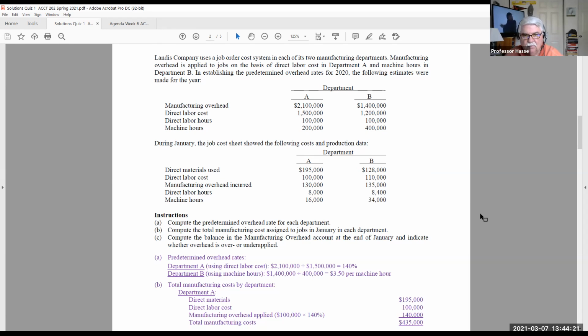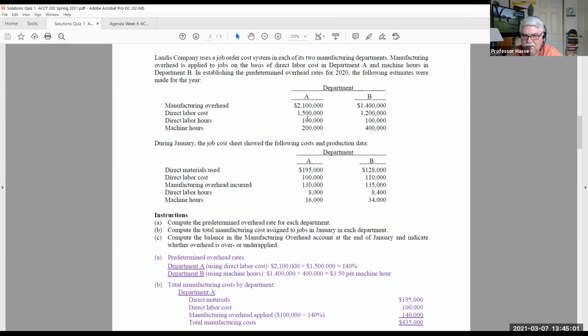So in this problem for Department A, the overhead rate was based on direct labor cost. Whatever relationship the overhead that is being planned, in this case for Department A, the planned overhead for allocation is going to be determined based on labor costs. So notice we have $1.5 million of planned labor costs in Department A with a planned manufacturing overhead of $2.1 million. That means that overhead is 140% of direct labor costs.